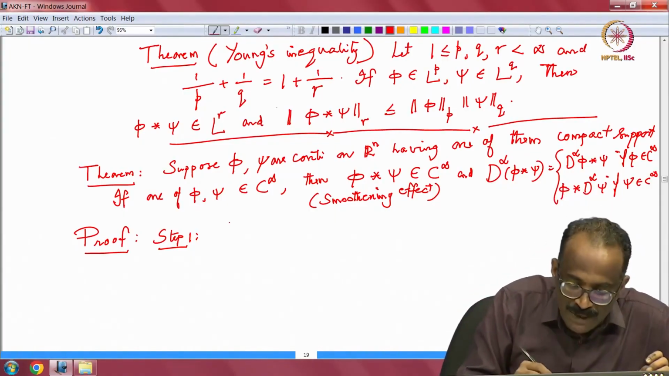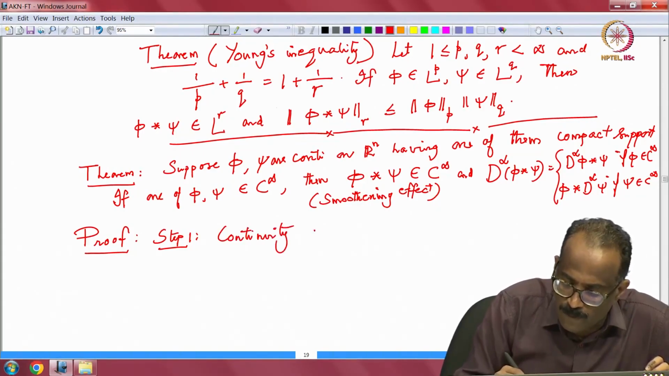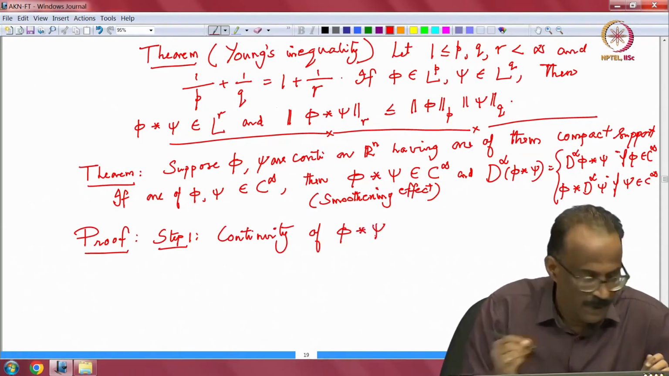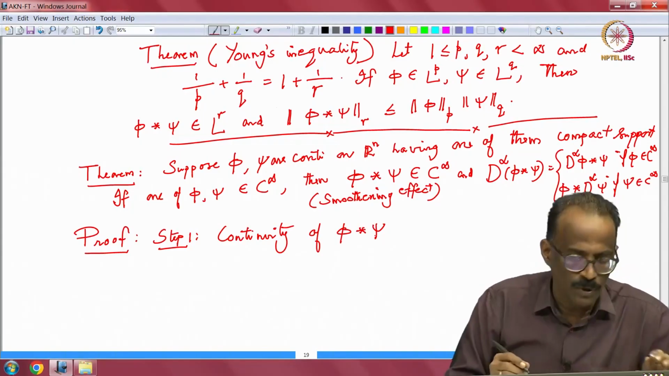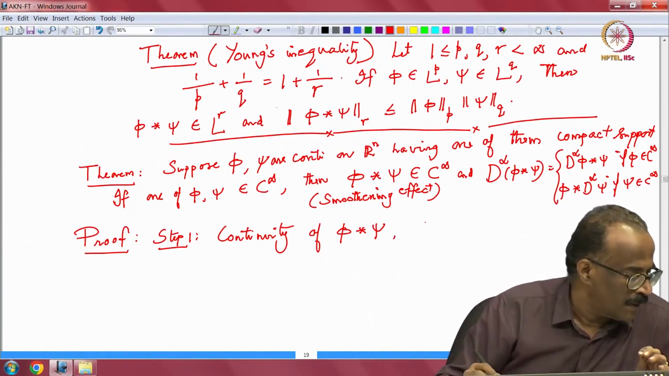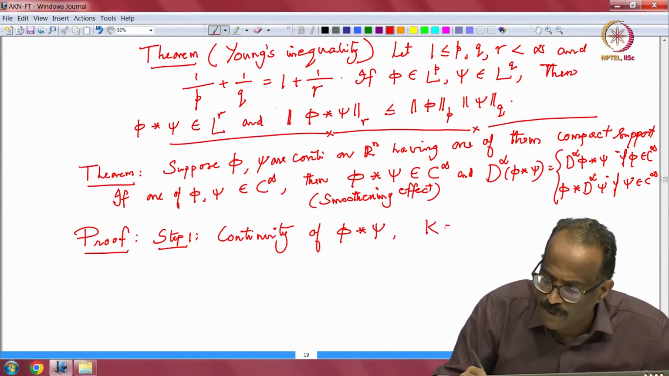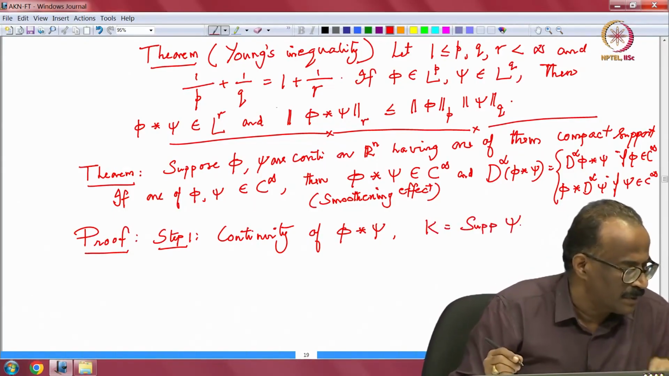So, first we prove the continuity of phi star psi. Okay. How do you prove the continuity? So, what do you assume? So, assume one of them has compact support. So, you say that K is equal to support of psi, it does not matter.